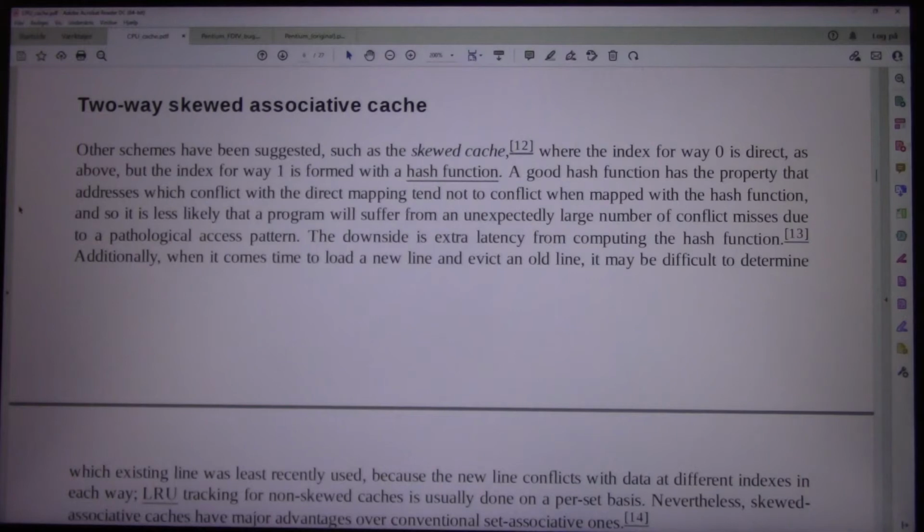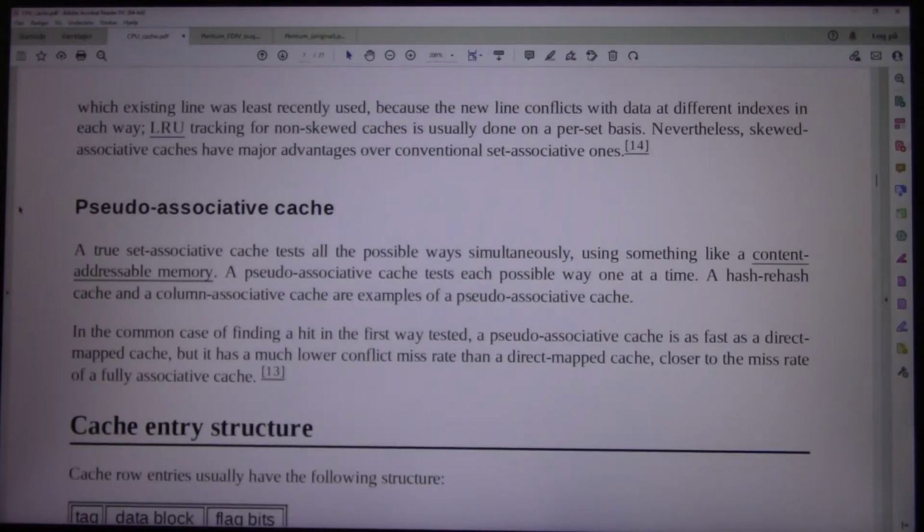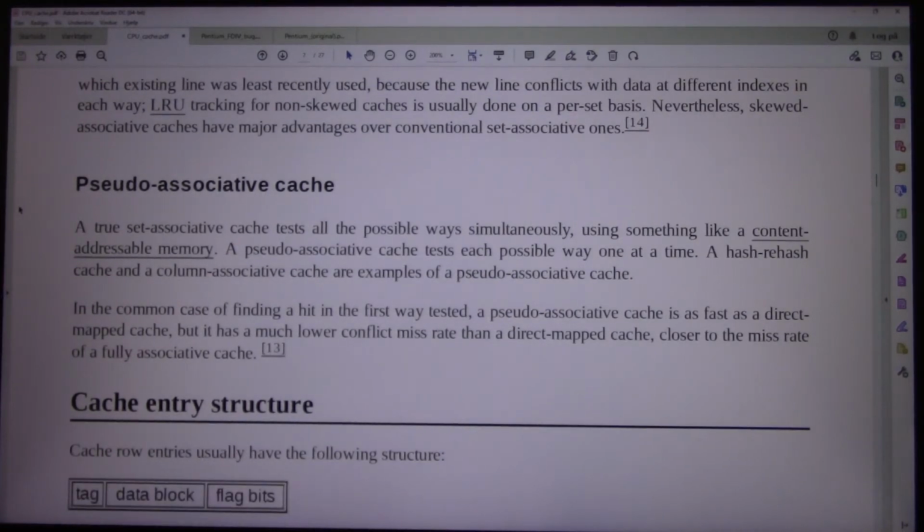Additionally, when it comes time to load a new line and evict an old line, it may be difficult to determine which existing line was least recently used, because the new line conflicts with data at different indexes in each way. LRU tracking for non-skewed caches is usually done on a per set basis. Nevertheless, skewed associative caches have major advantages over conventional set associative ones.